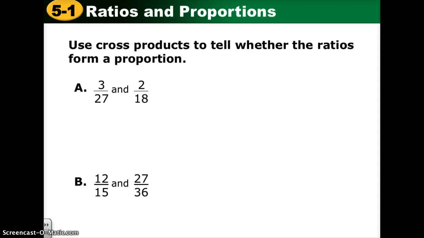There's a second way to check this: cross products. Cross products can tell us whether ratios form a proportion. To check cross products, we check their diagonals by multiplying. So we would multiply 3 times 18, which equals 54. We would multiply 27 by 2, which equals 54. So because the cross products both equaled 54, we would say that they are in a proportion.